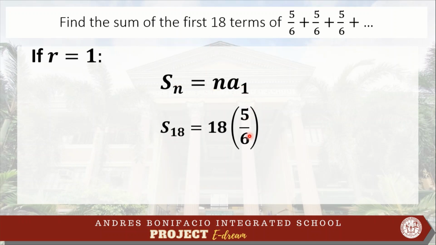and a sub 1, the first term. So multiplying 18 and 5/6. So the sum of the first 18 terms, or S sub 18, is equal to 18 times 5 divided by 6.